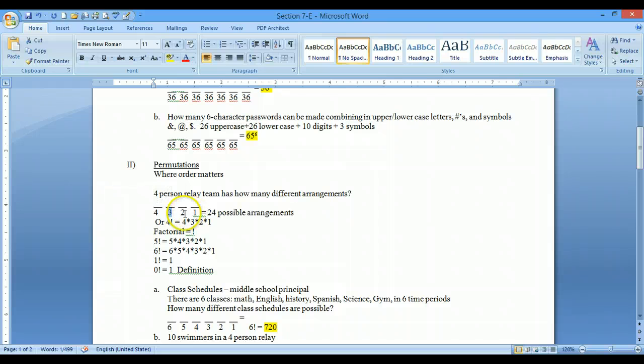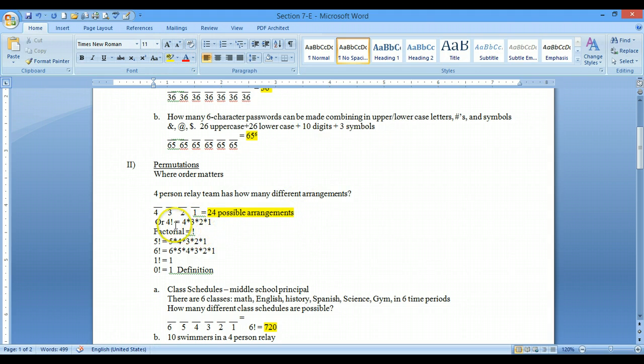Then I only have 2 people left, and the last one I only have 1 person left. 4 times 3 times 2 times 1. 2 times 3 is 6, times 4 is 24, times 1 is still 24. There are 24 possible arrangements for my 4-person relay.